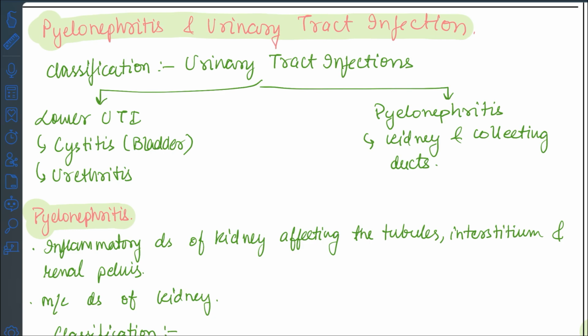The next topic we are picking up after diabetic nephropathy is pyelonephritis and urinary tract infection. So let me tell you that we are done with the glomerulus. We are moving to the other part of the nephron, that is the urinary tract. The most common of them is pyelonephritis and urinary tract infection. We classify urinary tract infection into lower UTI and pyelonephritis. The lower UTI can be cystitis, seen in the bladder, and urethritis, or it can be pyelonephritis, which is seen in the kidney and collecting duct. So we can see that it is classified based on the part of the urinary tract which is mostly affected.